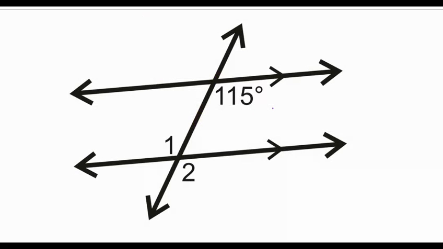All right, so for this one, we need to figure out angles 1 and 2. We can see one angle is 115 degrees. So the first thing I'm going to do is figure out which angle corresponds with that. I look at that, it's in the bottom right of its intersection. So that means angle 2 is also going to be 115 degrees because it's also in the bottom right of its intersection. And then angle 1 is also going to be 115 degrees because angles 1 and 2 are vertical angles. They're created from intersecting lines and they're opposite each other.